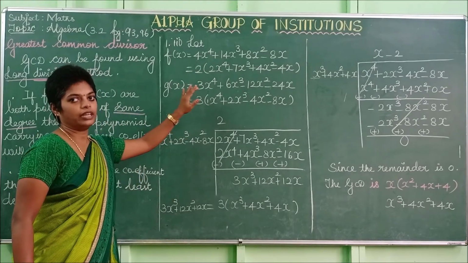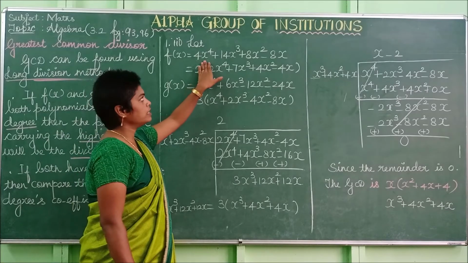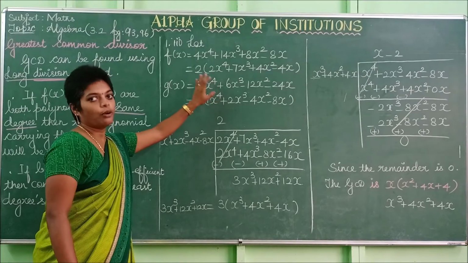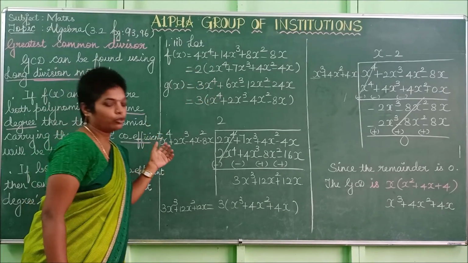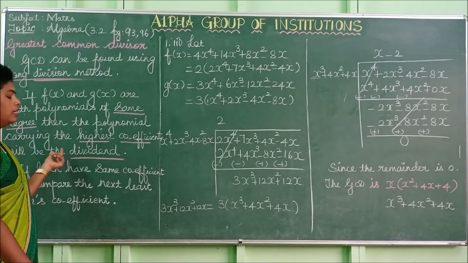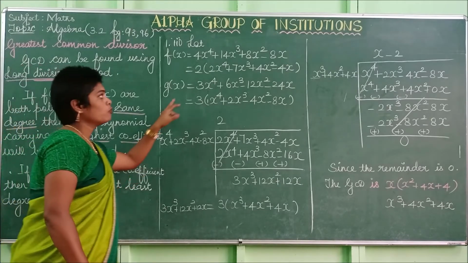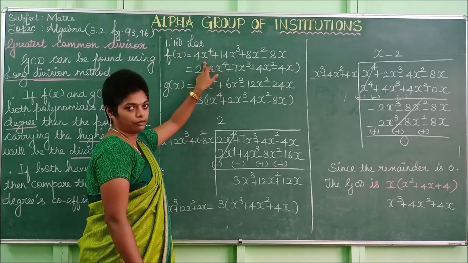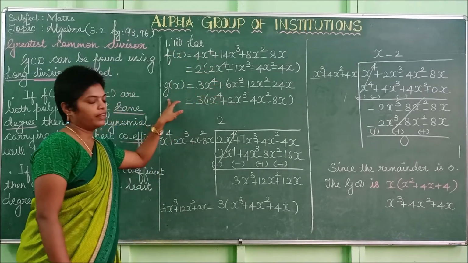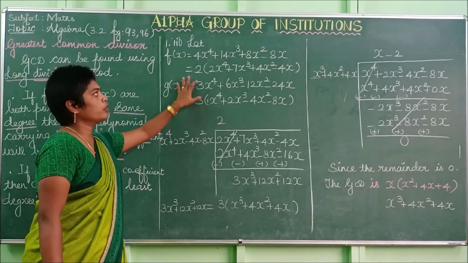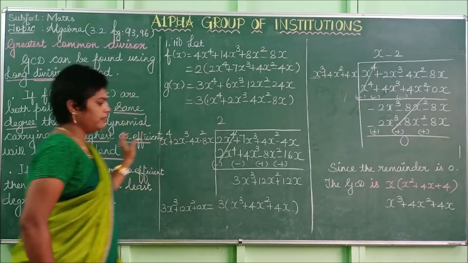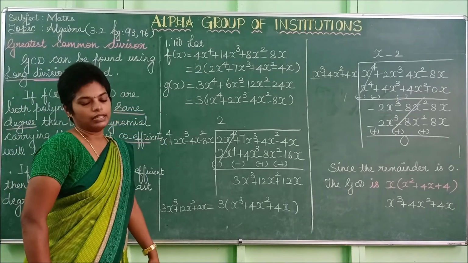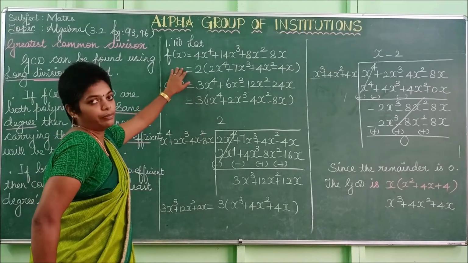So your highest power is 4. In this f of x also contains x power 4, and g of x also contains x power 4. Both contain the same degree, which means you have to look at the highest coefficient. The highest coefficient is taken as the dividend. What is the highest coefficient here? The coefficient of x power 4 in f of x is 4. The coefficient of x power 4 in g of x is 3. So you can take f of x as the dividend, and g of x will be the divisor.